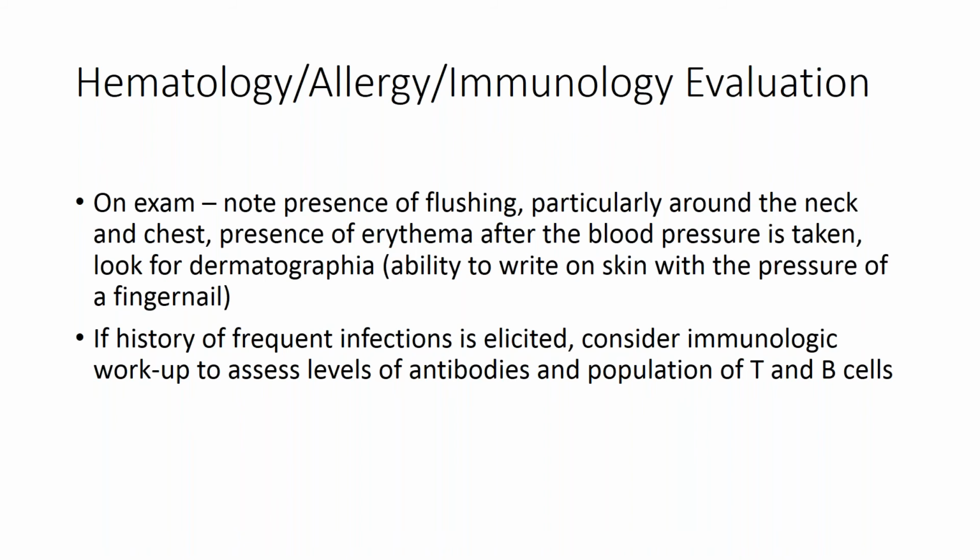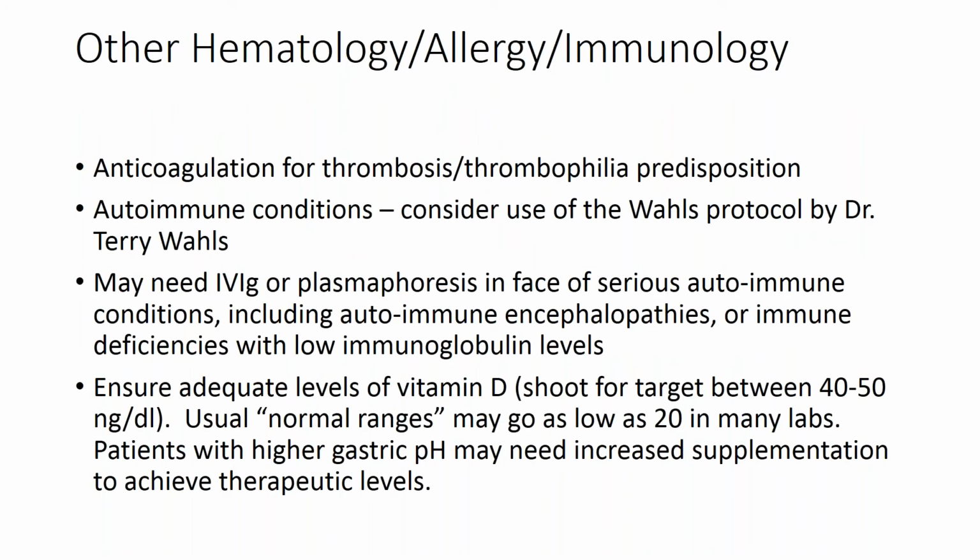And if a history of frequent infections is elicited, I always consider an immunological workup to assess the level of antibodies and the population of T and B cells, because these are the actors that are responsible for fighting off infections in the body. If people say that they have a tendency to bleed or to clot unusually, a full coagulation evaluation is indicated, and if there is a predisposition to clotting, anticoagulation may be in order.